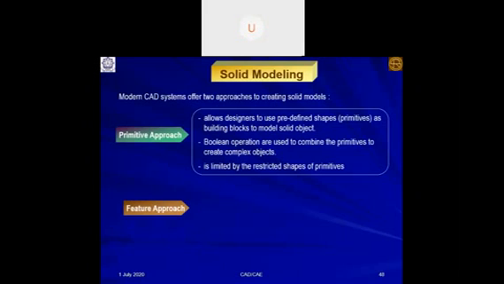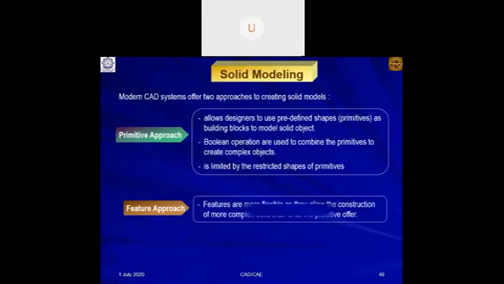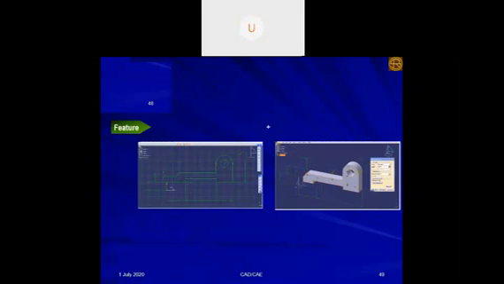But because of its restricted shape in primitives, the primitive approach is less used, though in some cases the primitive approach is also useful. Most of the time we are using the feature-based approach. The feature-based approach is more flexible, as it allows the construction of more complex solids than the primitives offer. Now, what is the feature-based approach?